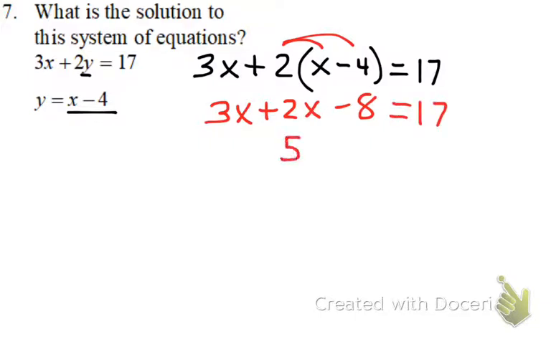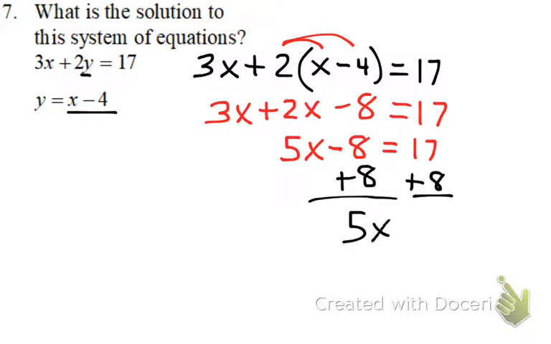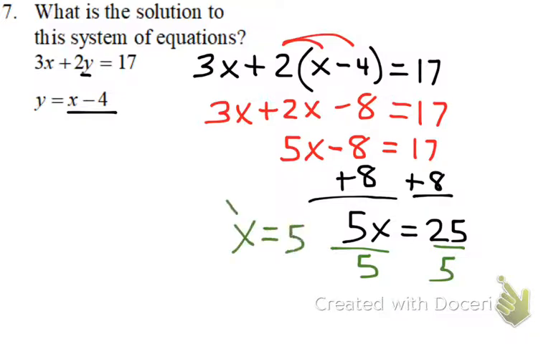Combine like terms, you have 5x minus 8 equals 17. To get rid of minus 8, add 8 to each side, and you get 25. To get rid of multiplying by 5, divide by 5. And so x is 5. Take that value, plug it back in to find y.